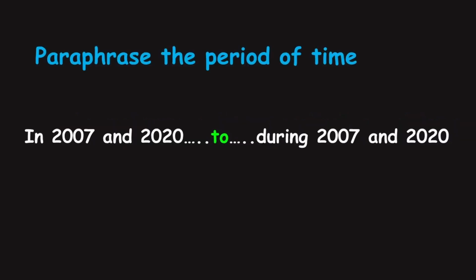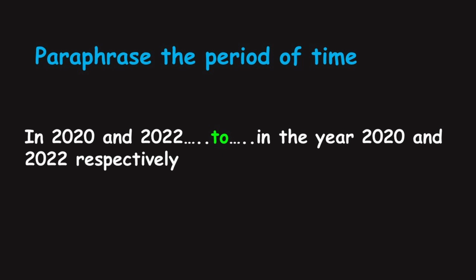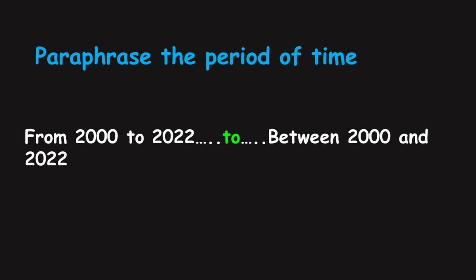Some examples of how to paraphrase the period of time. In 2007 and 2020, to during 2007 and 2020. In 2020 and 2022, to in the year 2020 and 2022 respectively. From 2000 to 2022, to between 2000 and 2022.